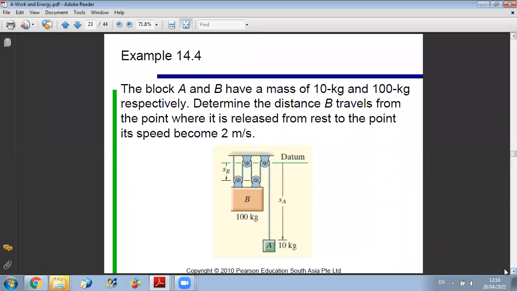Okay. Blocks A and B have a mass of 10 kilogram and 100 kilogram respectively. Determine the distance B travels from the point where it is released from rest to the point where its speed becomes 2 meters per second. You will see here that we solved many problems together before, and we will solve them again with work and energy because this is to tell you that work and energy will facilitate the solution a lot.